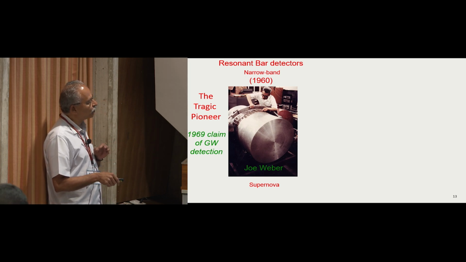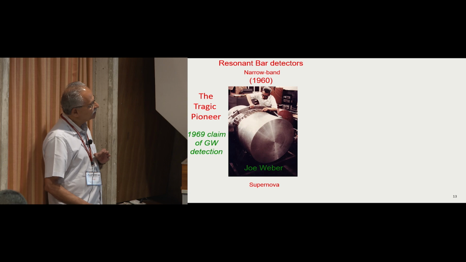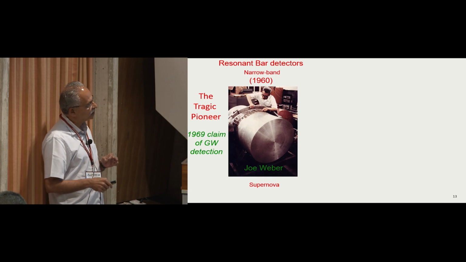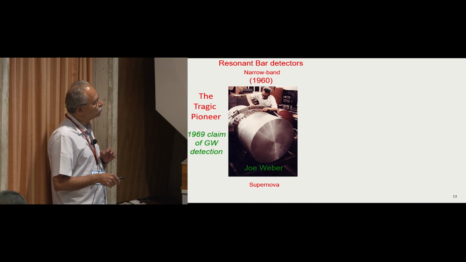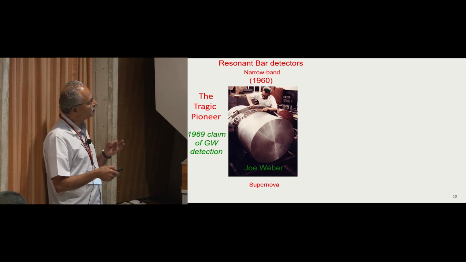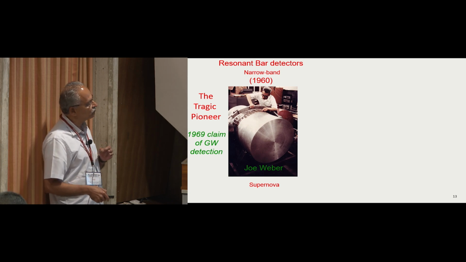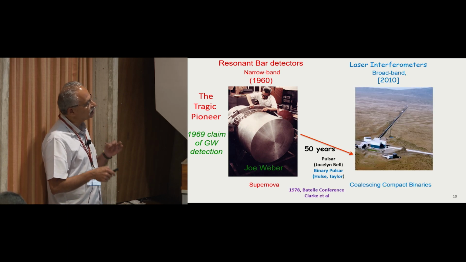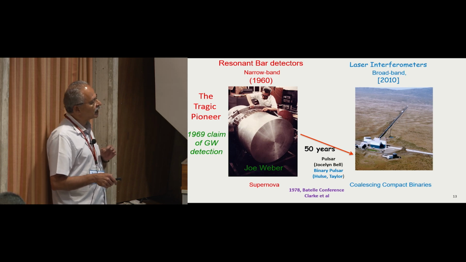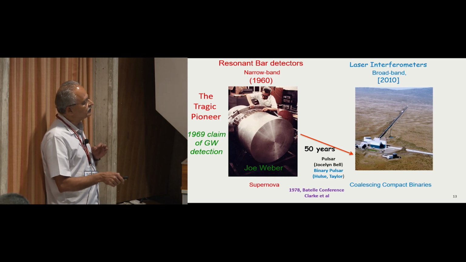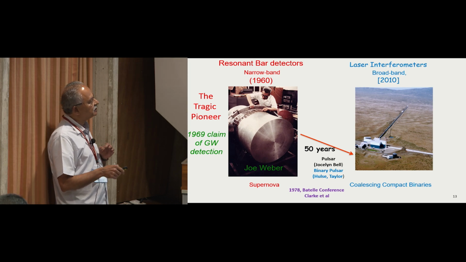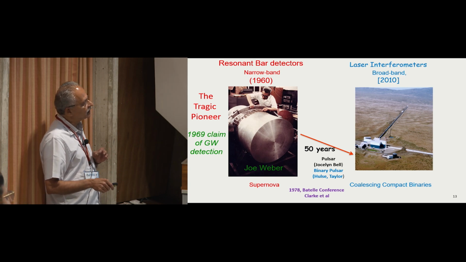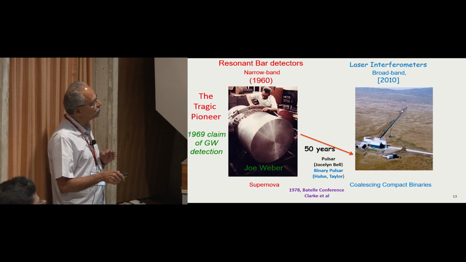and the kind of sources Weber thought would be important would be supernova. And he almost thought that he had, in 1969, made a detection of gravitational waves, but people who tried to repeat that experiment could not find the gravitational waves. So in a sense, we call Weber the tragic pioneer of this particular field. It was another 50 years before the final gravitational wave detection happened, and in the intervening 50 years, two important changes happened. From bar detectors, we went to laser interferometers to measure separations, and these kind of detectors, one can show, are broadband.